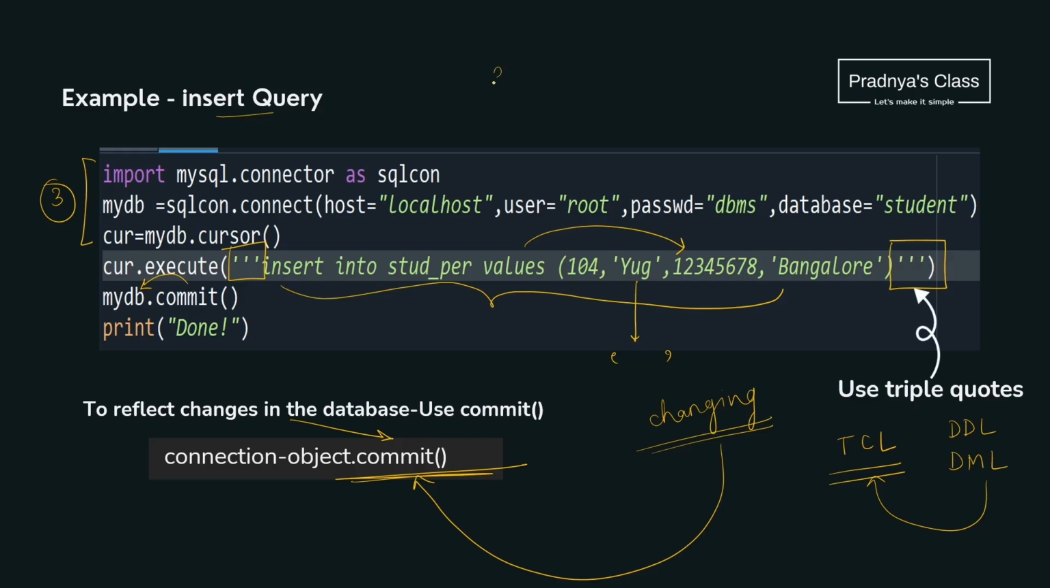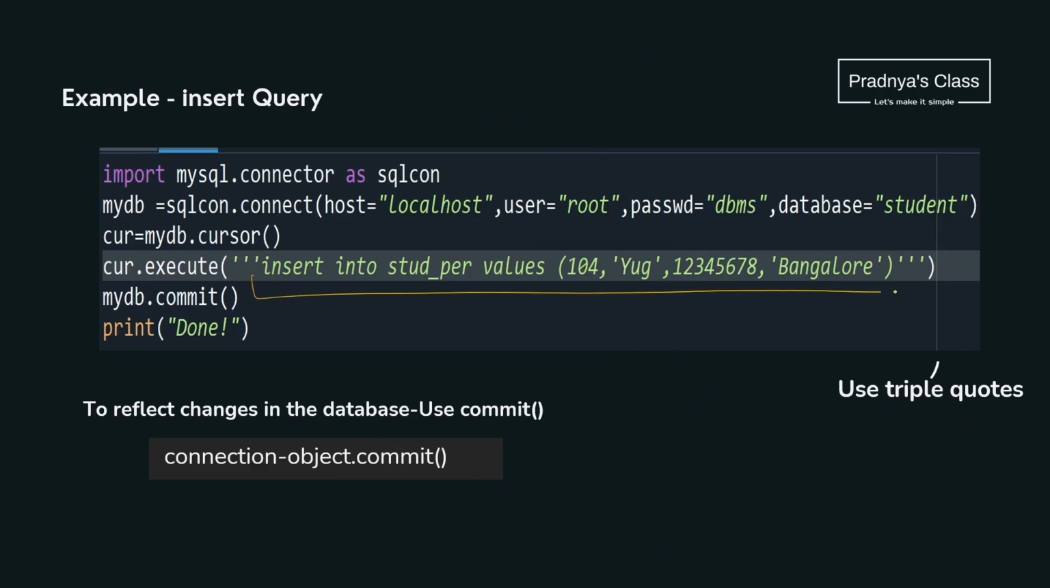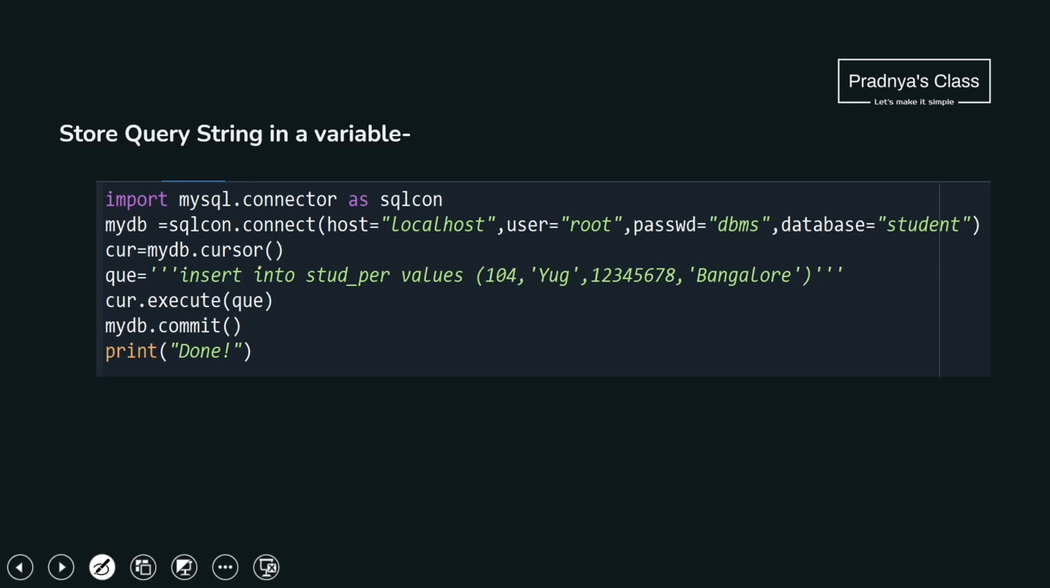You might have noticed we did not use any fetch function. Why? Because with the help of select only you will get some result set, right? Not with the insert command. So whenever there is select, there will be fetch functions. If you feel writing the query inside the execute function is getting complicated, you can store it in one variable and then write the name of the variable in the execute function. Because sometimes the query will be too long.